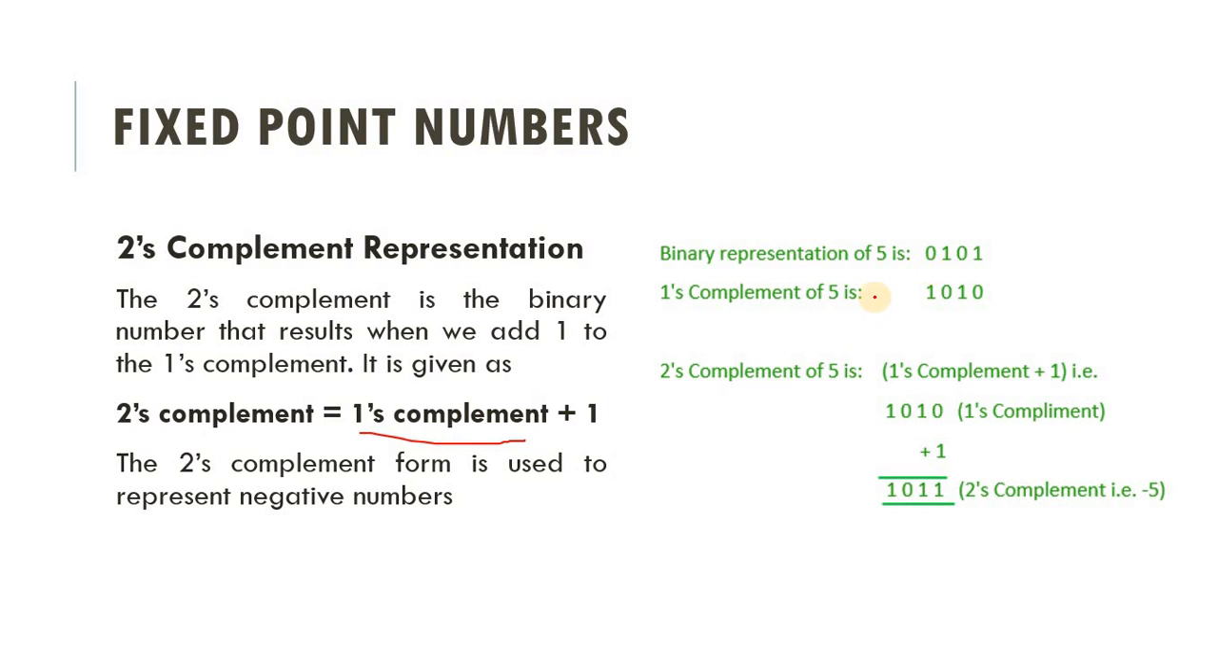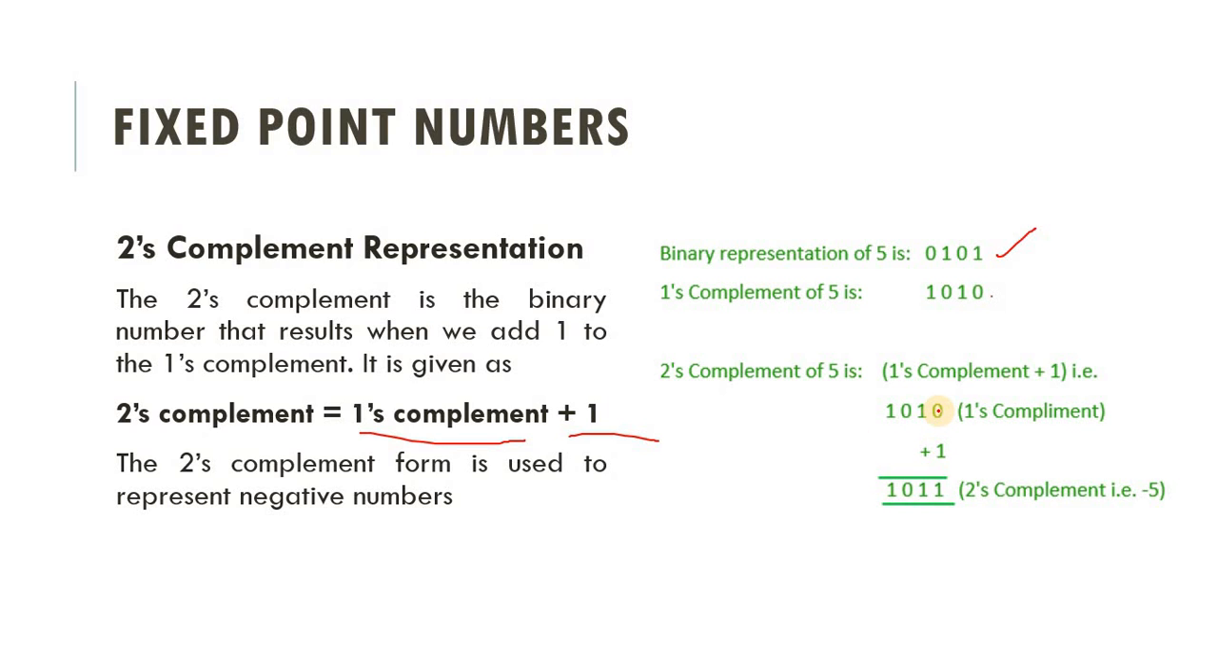So we'll calculate the ones complement of this binary number. The ones complement becomes, because this is 0, so it is 1, 1, then 0, then 1 and then 0. So this is the ones complement. Now the next step is to add 1 to the ones complement. Here the ones complement is 1010, and we have to add 1 to that number.